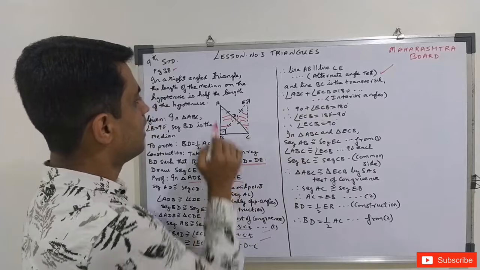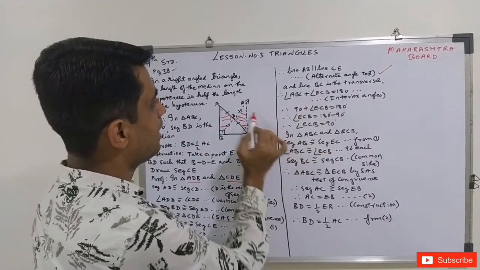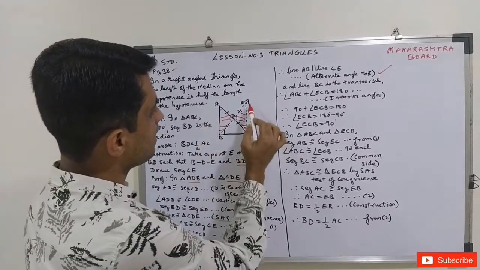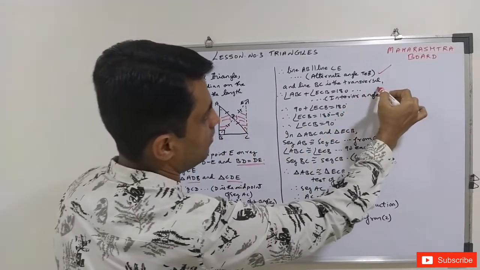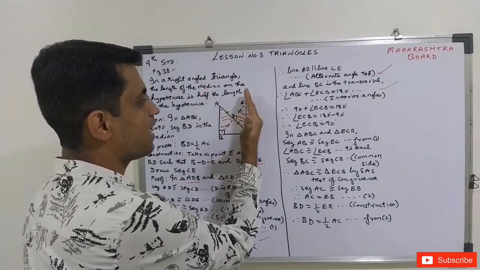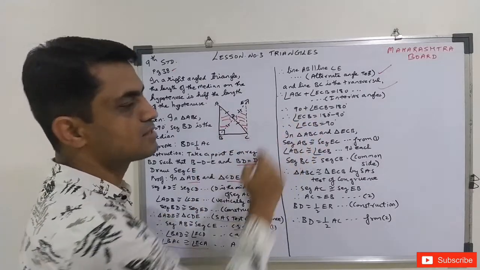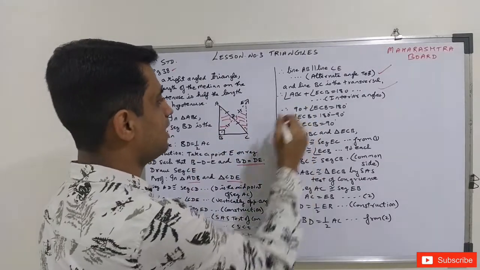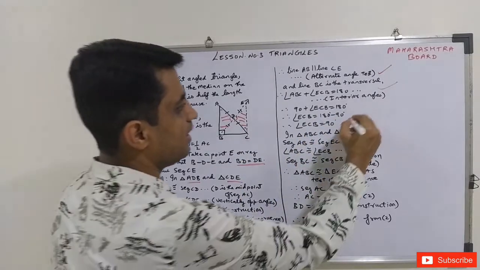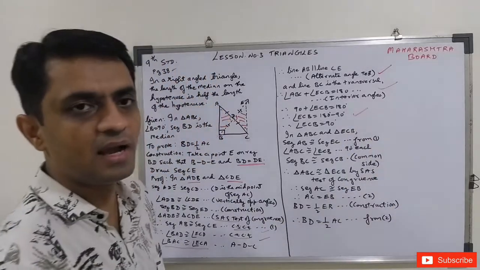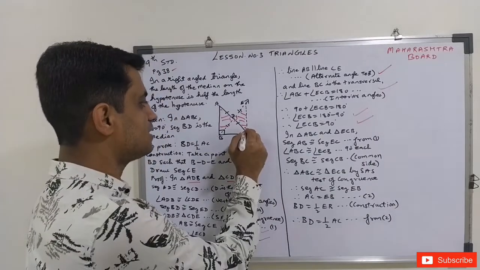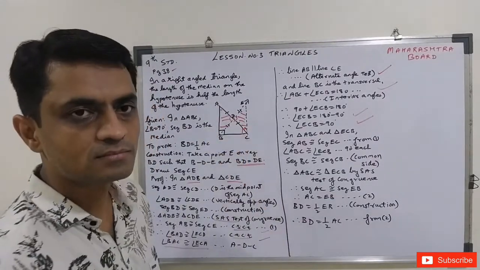Now, if you see here, angle ABC plus angle ECB form 180 degrees. Since the lines are parallel, interior angles are supplementary. Now, ABC is 90, we know. ECB, we don't know, and the sum is 180. So we got ECB as 180 minus 90. So our ECB is also 90 degrees.